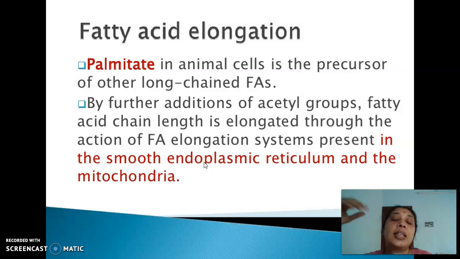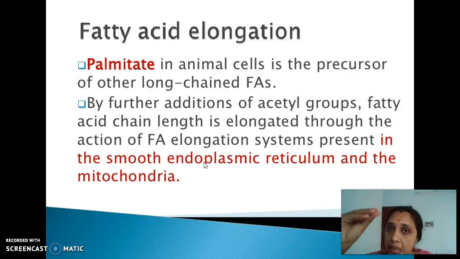But the difference is that there is no presence of carrier protein. That is, ACP is not needed to carry the acyl groups, because it's not a multi-enzyme complex. Clear? So that's the only difference. Otherwise, all the reactions are the same. Here malonyl CoA comes, that is, acetyl CoA undergoes carboxylation. So the acyl group comes in the form of malonyl CoA. It condenses with the palmitoyl CoA. So malonyl CoA and palmitoyl CoA condense together to give beta keto stearoyl CoA.